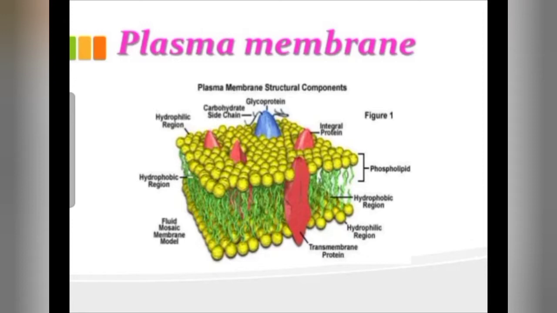Amongst all the functions listed above, the transport of substances is the most important function. It allows the entry and exit of some selective material in and out of the cell. That's why it is known as a semi-permeable or selectively permeable membrane. Now, how does the movement of substances take place into the cell, and how do substances move out of the cell? Some substances like carbon dioxide or oxygen can move across the cell membrane by the process of diffusion.